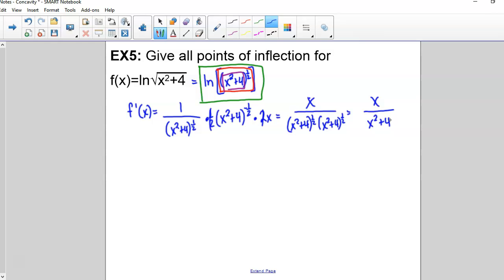That's only the first derivative, so now we have to take the second derivative. So f double prime of x, we've got to use the quotient rule here. We're going to have x squared plus 4 times the derivative of the top, which is 1, minus x times 2x, all over x squared plus 4 squared.